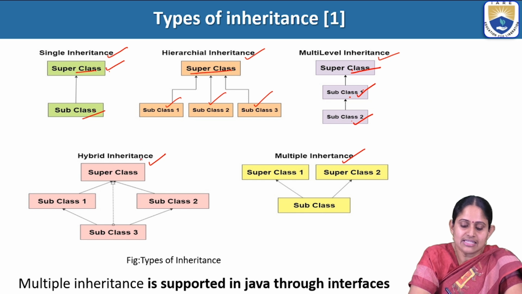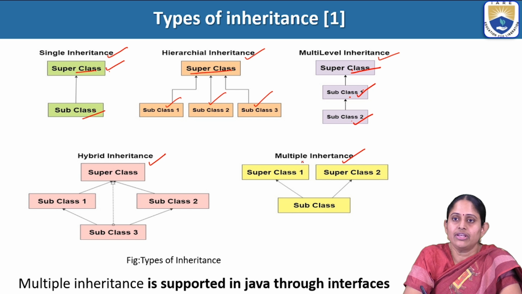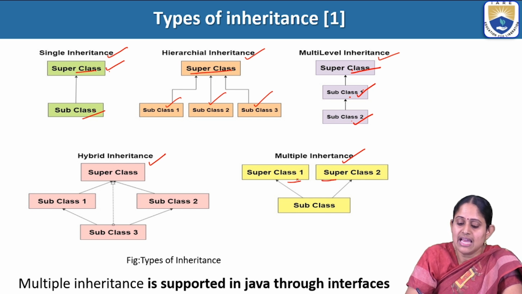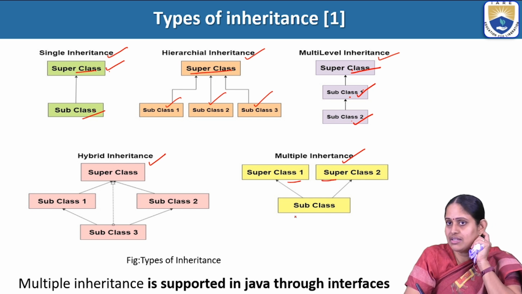Next is multiple inheritance, which is achieved using interfaces. Multiple inheritance cannot be implemented using the extends keyword. It is implemented using interfaces, in order to resolve the diamond problem. In multiple inheritance, we will have more than one superclass, and from those superclasses, a subclass is derived.